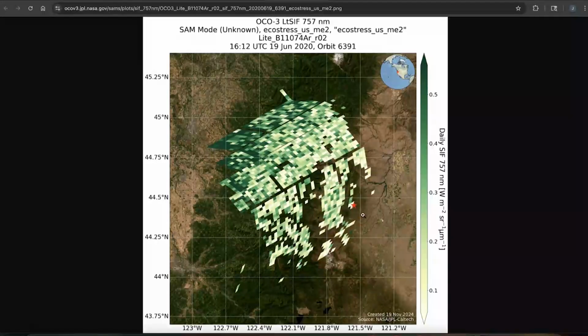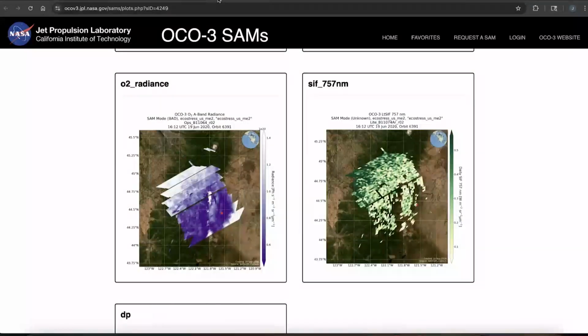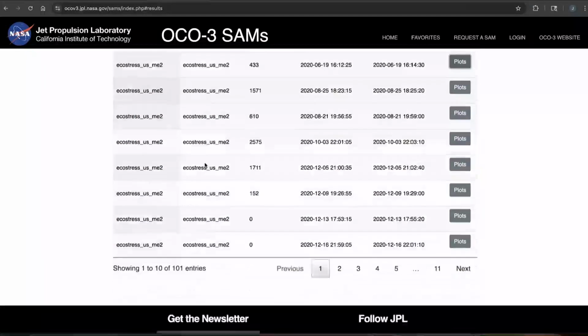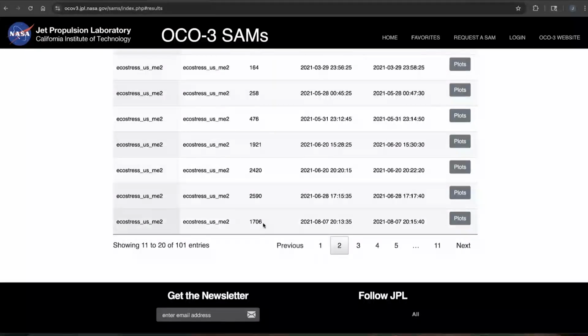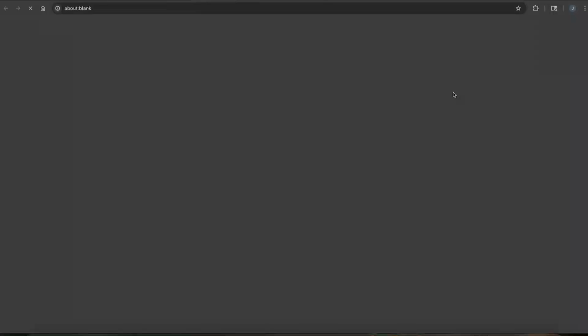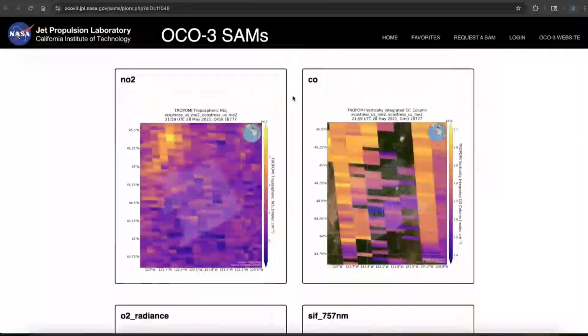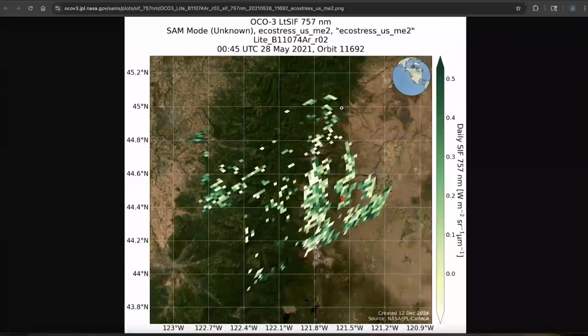Now let's take a look at the 2021 data to see if we can note anything different about that particular acquisition. So I'll go to the next page of results. And I'll go to May 28th. And let me pull up this plot. In this example, we noted a much higher SIF value than the corresponding GPP value in our time series.